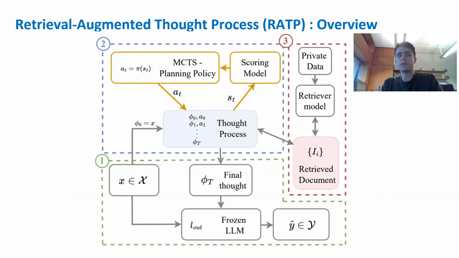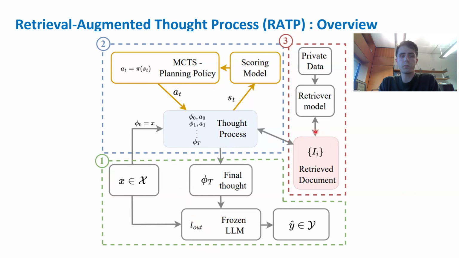Now we give an overview of our method. Its goal is to pair LLMs with information retrieval. In particular, we are dealing with a question answering task. Thus, it starts in the green part with a question X. This question is used to initialize a thought process here, in which multiple documents would be inspected with regard to this question. These documents came from private data, as shown in part 3 in red of the overview.